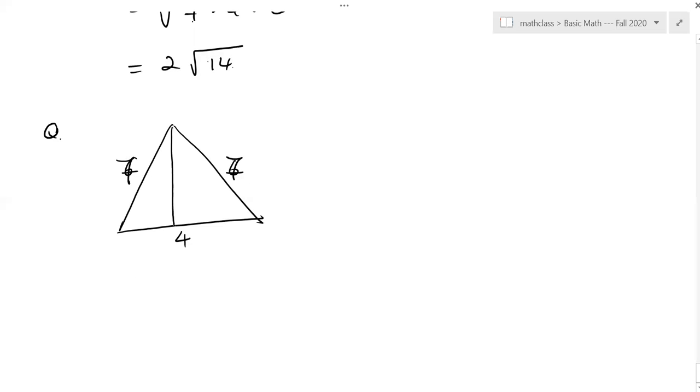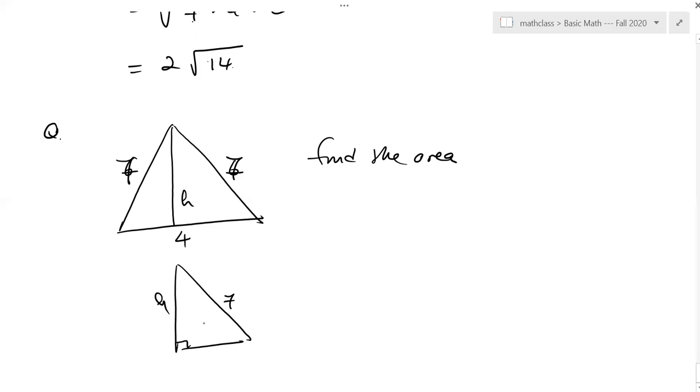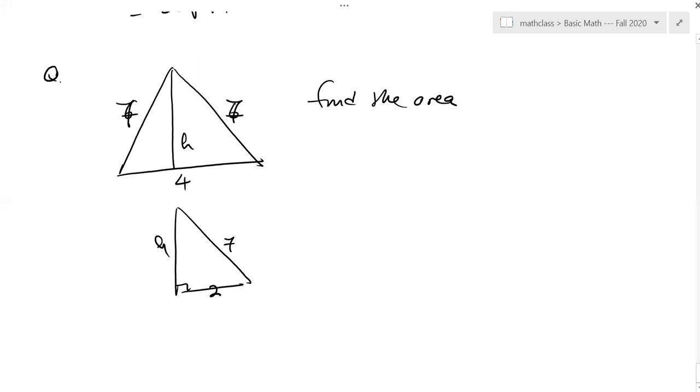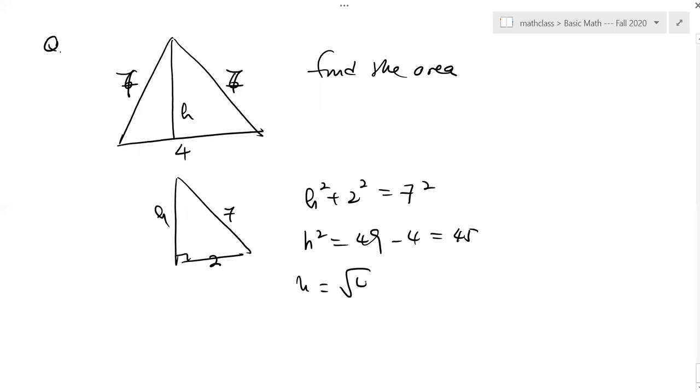One way is to find the height. So the height is a triangle, 7, h, 2. All right, so the right triangle is h squared plus 2 squared equals 7 squared. So h squared equals 49 minus 4, which is 45. Okay, so h is going to be square root of 45.